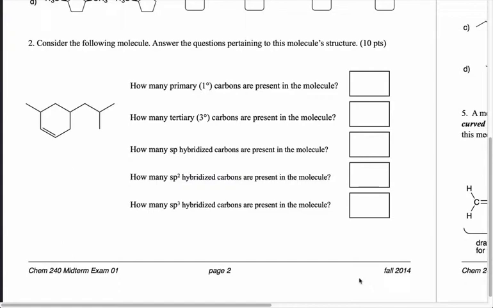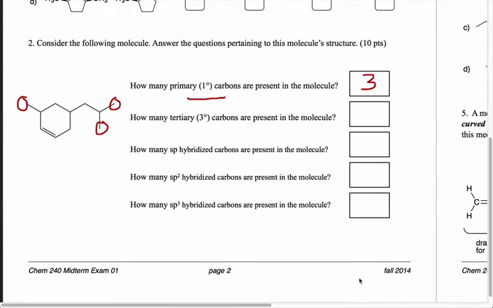The first part of this question asks how many primary carbons are present in this molecule. So that has to be only methyl groups. Only a methyl group is attached to one other carbon. In this case, we have 3 methyl groups in this molecule. So the number of primary carbons in the molecule is 3.